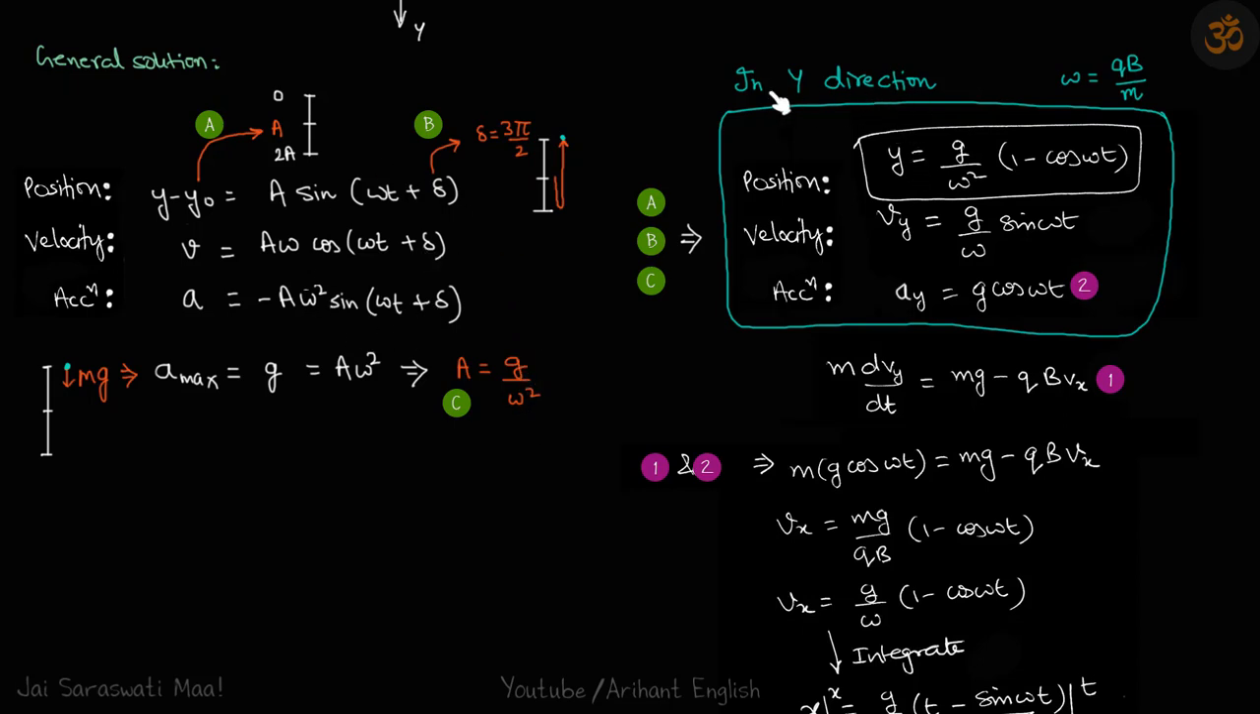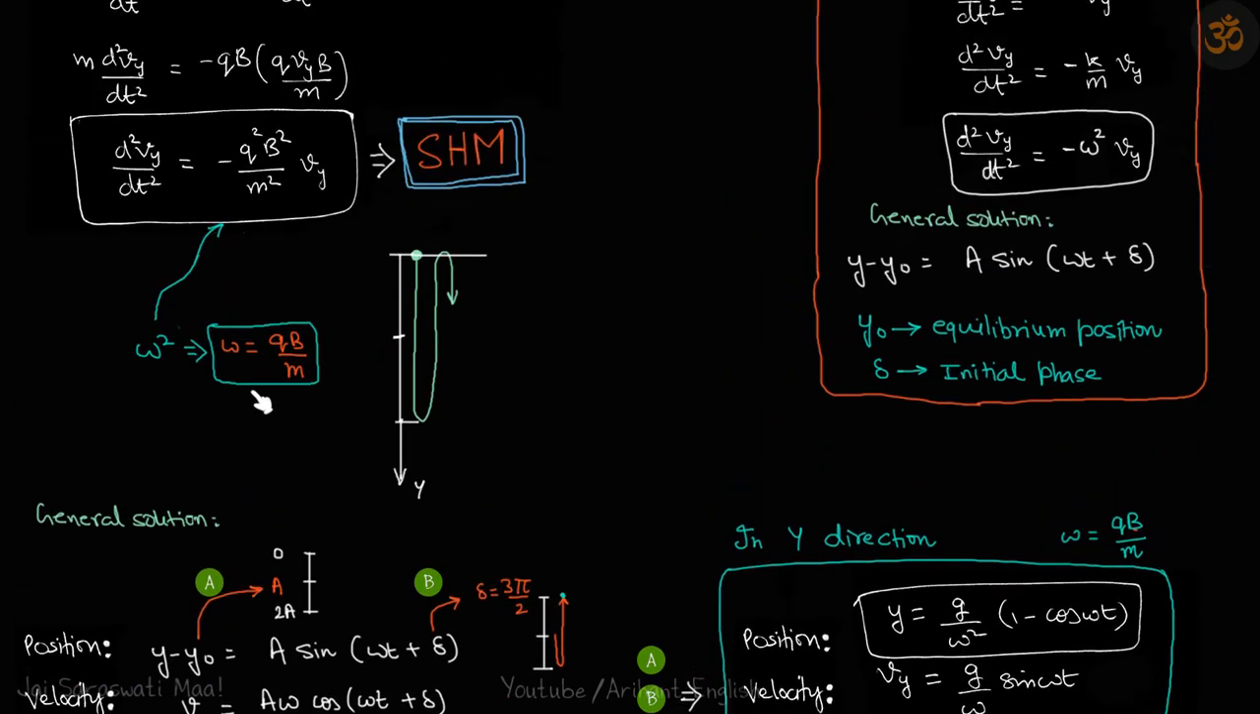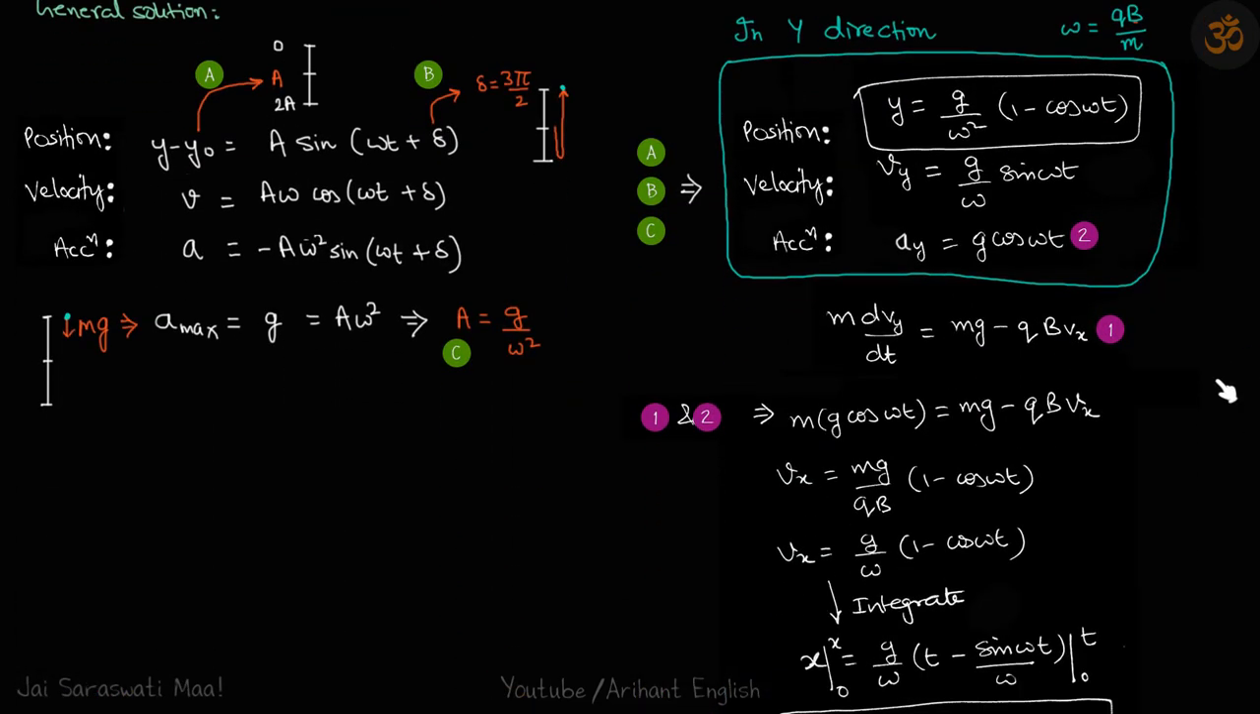get in y direction, position y is equal to g by omega square times 1 minus cos omega t. We will get Vy is equal to g by omega sin omega t, and we will get Ay is equal to g cos omega t. We are writing omega here. What we mean by omega is qB by m, which we already saw here when we compared this. So this is a complete analysis of the particle in y direction.